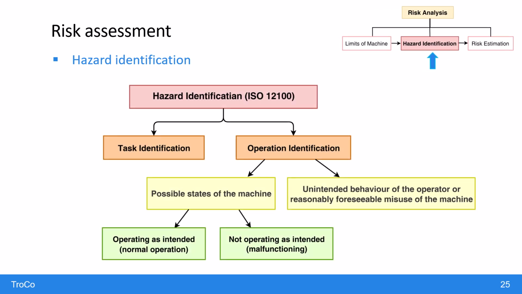Operation identification has two parts: the machine's possible states and the unintended operator behavior, including foreseeable misuse. For machine states, we distinguish between, first, operating as intended, when the machine runs smoothly, performing its designed functions. Second, not operating as intended, or malfunctioning due to factors like material variations, component failures, or external disturbances such as shocks or electromagnetic interference. Equally important is unintended operator behavior or foreseeable misuse. For example, losing control, becoming distracted, or taking shortcuts. The next slide will show some examples.